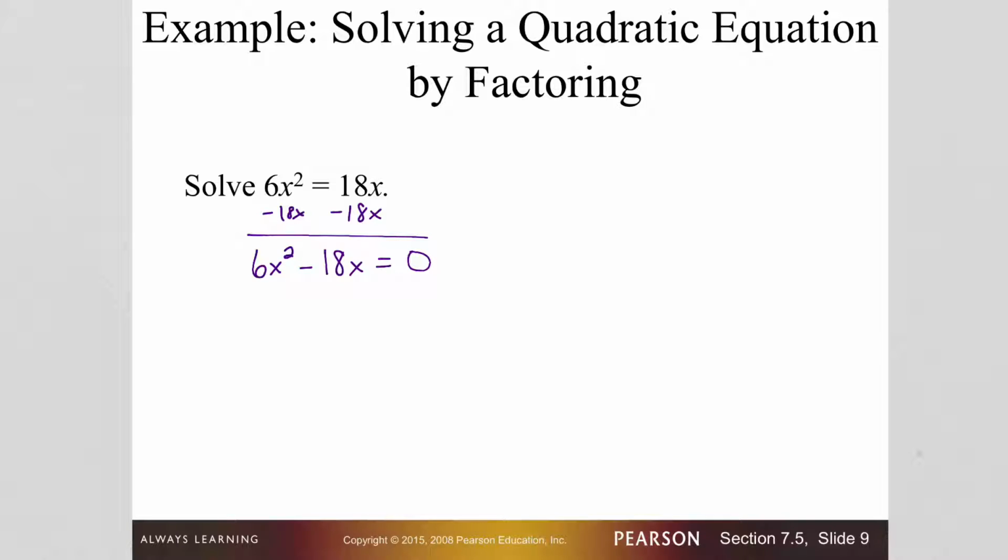So now I want to factor what I can out of there. They both have a 6 in common, and they both have at least one x in common. So what times 6x would give me 6x squared? X. What times 6x would give me a minus 18x? Minus 3 equals 0. And so now I've got this times this. So you're going to take each of those and set them equal to 0 and solve.